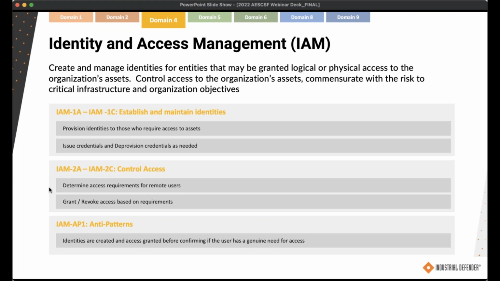Domain number 4. So we skipped 3. Domain number 4 has to do with identity and access management, or IAM, which is the abbreviation that everyone uses for this anyway. This is all about identity management, and then how to assign access levels of control to those identities.